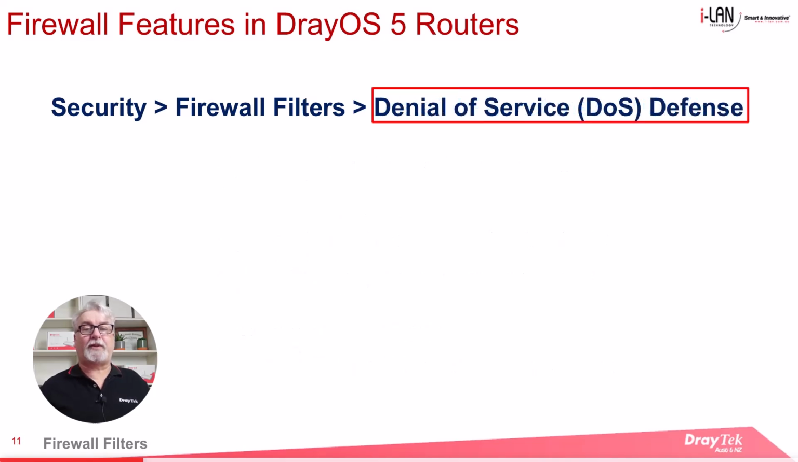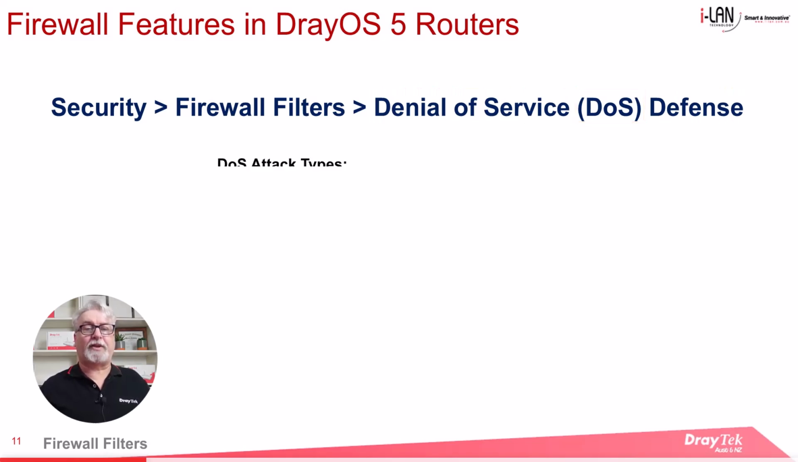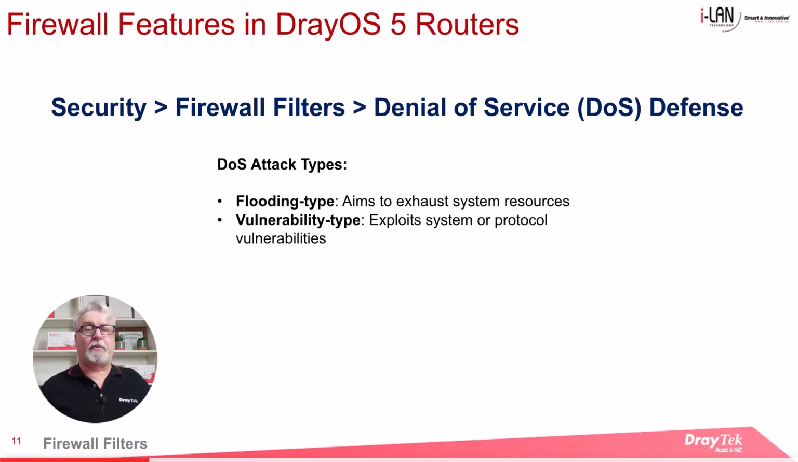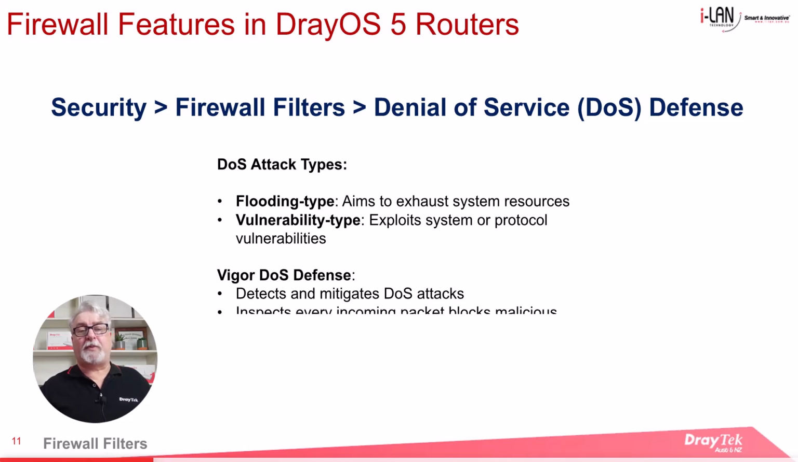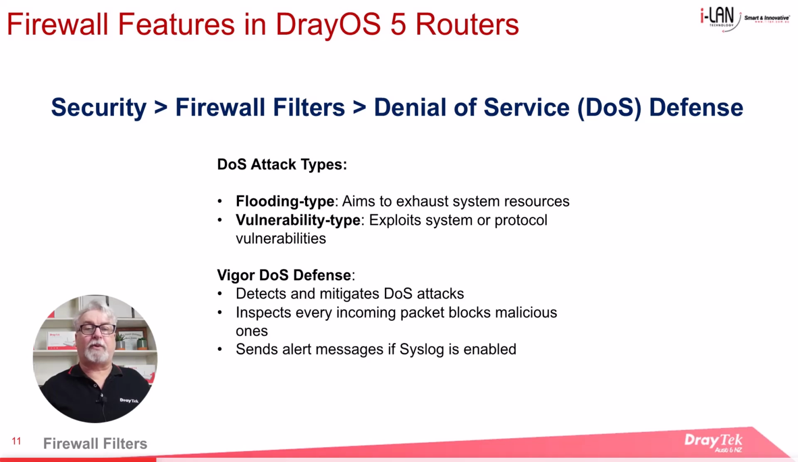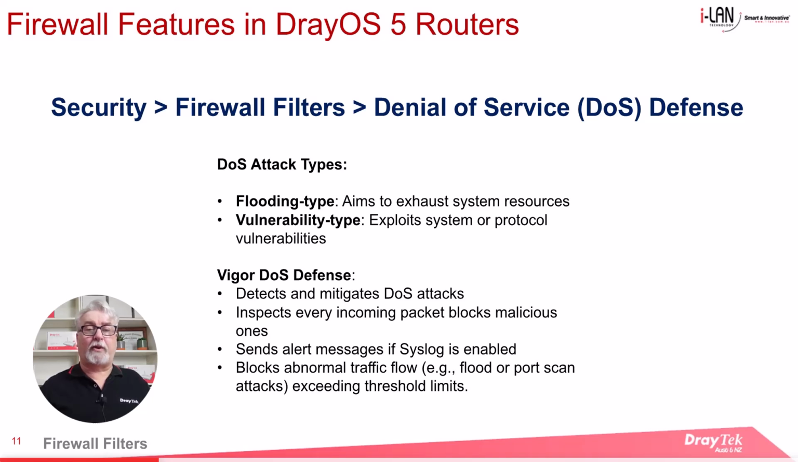And denial of service defense, which is generally abbreviated to DoS. Denial of service attacks can be categorized into 2 types: flooding type, which aims to exhaust system resources, and vulnerability type, which exploits system or protocol weaknesses. DrayTek's DoS defense helps detect and mitigate these attacks. It inspects every incoming packet, blocking any malicious ones. If the syslog is enabled, it will send alerts for suspicious activity. Additionally, abnormal traffic flow like flood or port scan attacks that exceed defined thresholds will be blocked to prevent damage. We'll go into more detail on denial of service in our next webinar.